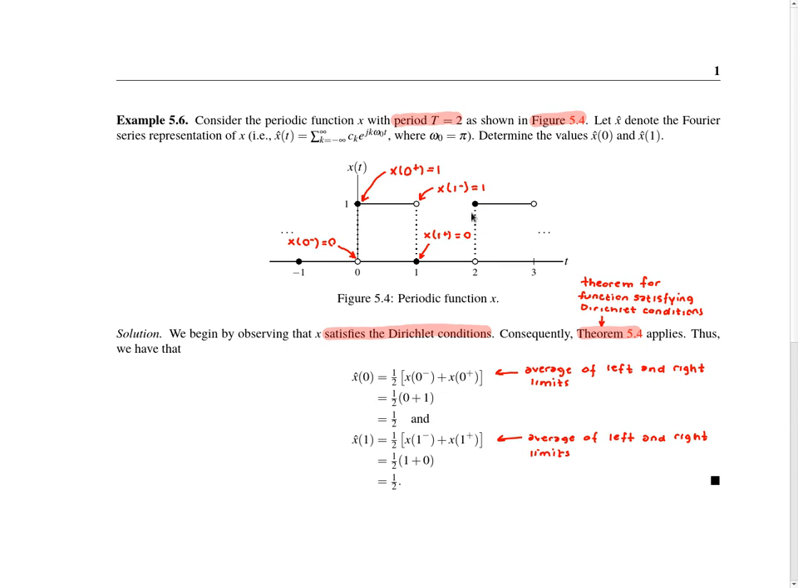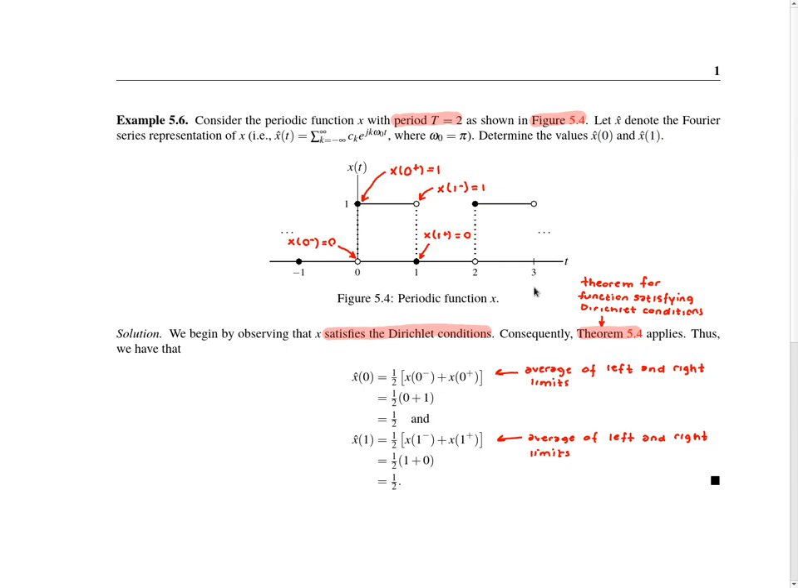In this example, we're given a periodic function x with the fundamental period capital T equal to 2, that's shown in figure 5.4, so this function here. And we're asked to let x hat denote the Fourier series representation of x. In other words, x hat is equal to this expression here, where omega naught is equal to pi, because if the fundamental period T is equal to 2, then the fundamental frequency must be equal to pi. And in this example, what we're asked to do is determine what the Fourier series will converge to at the point 0 and at the point 1.